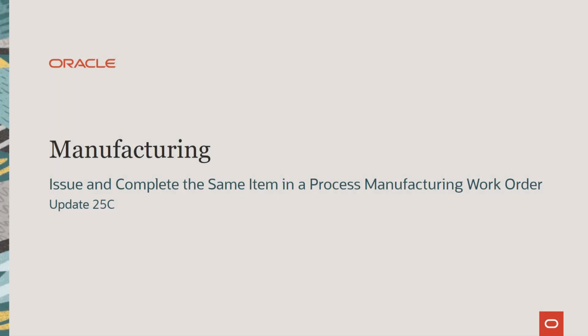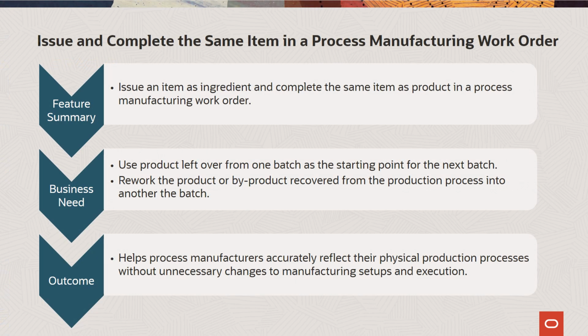Welcome to the demo of the 25C feature, issue and complete the same item in a process manufacturing work order. In some process industries, manufacturers produce a product or byproduct from the production process and as required, rework it into another batch with further processing.